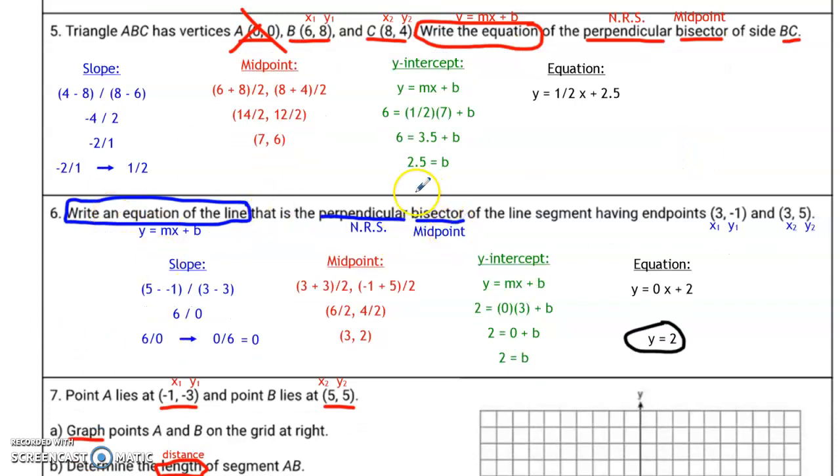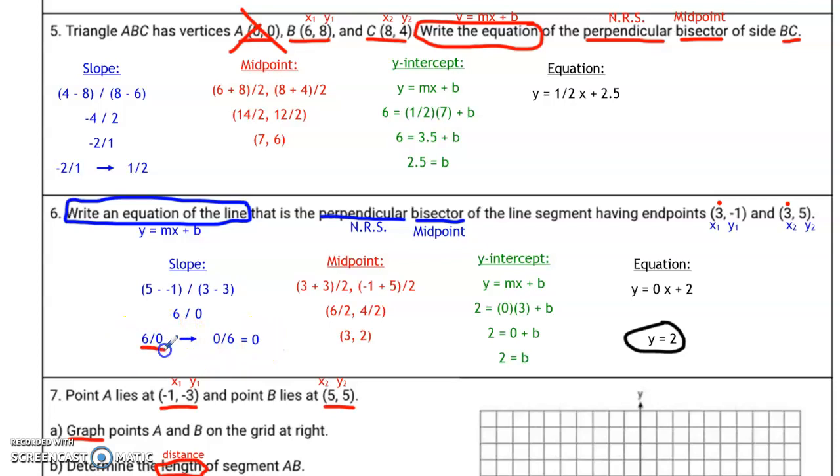In question number 6, it's asking for a perpendicular bisector. Negative reciprocal slope and midpoint by now should be second nature. The line segment has these endpoints. One thing that you should notice is that this x value and this x value are the same, so that's going to do something a little weird to the perpendicular bisector. Finding the slope is 6 divided by 0, and when I do the negative reciprocal, 6 divided by 0 turns into 0 divided by 6. That does give me 0.